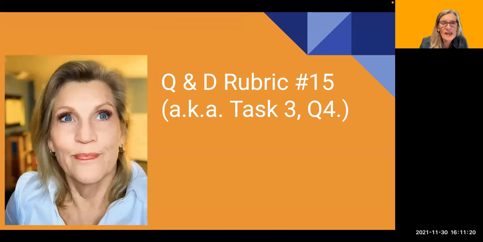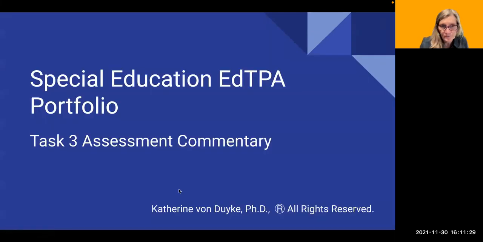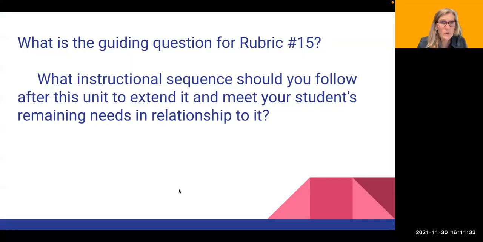So rubric 15 answers the final question on the task 3 commentary, which is the assessment commentary, question 4. And again, this is the Special Education EdTPA portfolio. And what's the guiding question for rubric 15? What are you really answering? Well, they're asking you what instructional sequence should you follow after this unit, the one that you just taught for the EdTPA, to extend it and meet your students' remaining needs in relationship to it, whether those are a need for reinforcement, challenge, or next concepts.